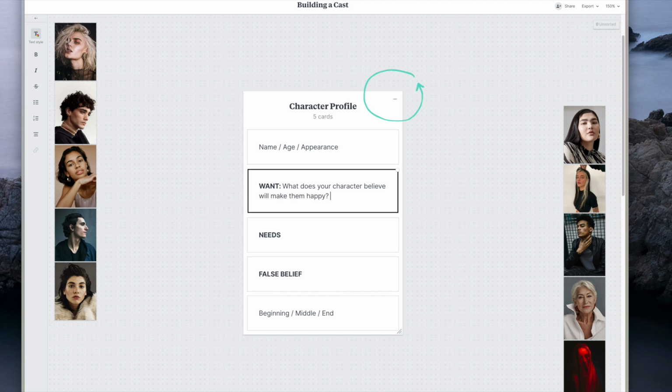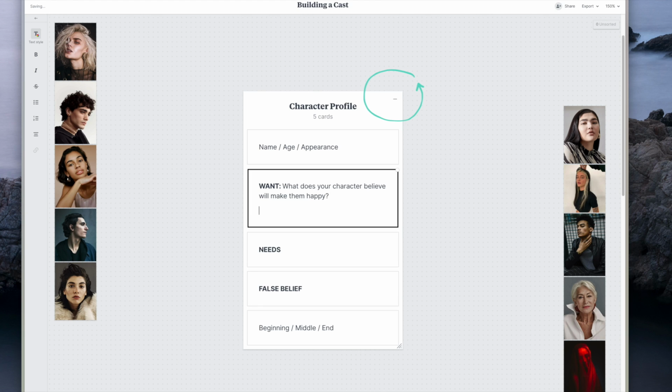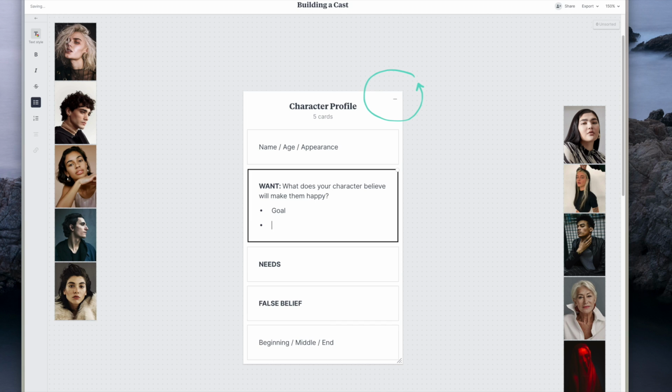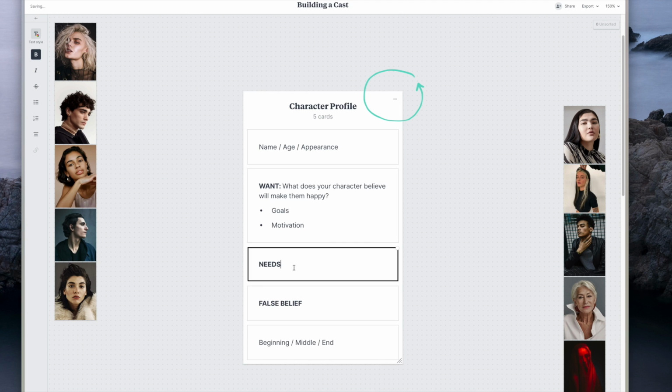What in their heart of hearts do they really think is going to change everything for them and make them truly happy? Their want is going to affect things like what goals they take throughout the book and also what motivates them. So their want is going to affect their goals and their motivation. But then we also need to figure out what our character needs.